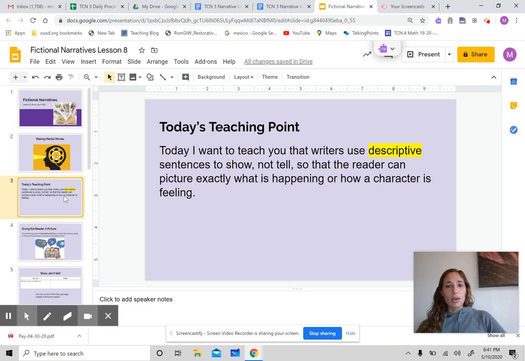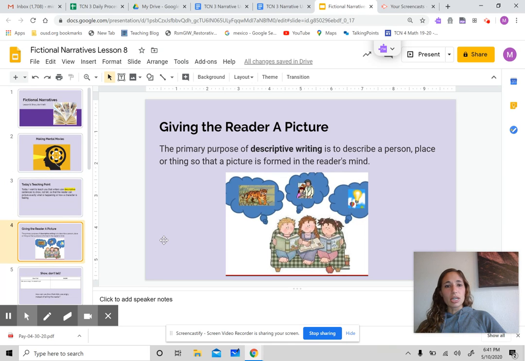So today, I want to teach you that writers use descriptive sentences to show, not tell, so that the reader can picture exactly what is happening or how a character is feeling. So today, we're going to be talking about giving the reader a picture. The primary purpose of descriptive writing, which is what you guys will be practicing today, is to describe a person, place, or thing. That sounds familiar. A lot of you are thinking, oh, describing a noun, so that a picture is formed in the reader's mind.